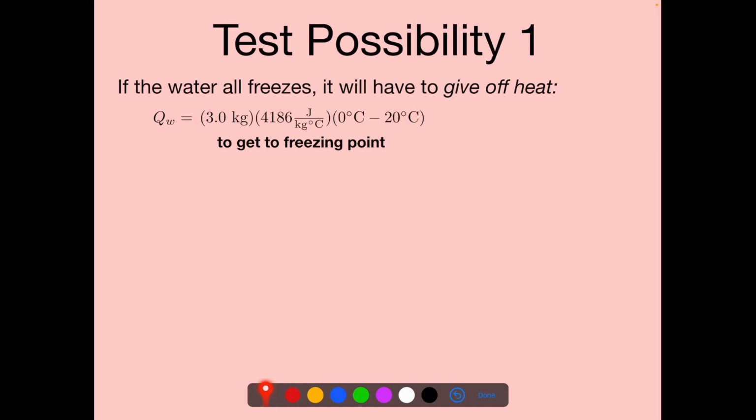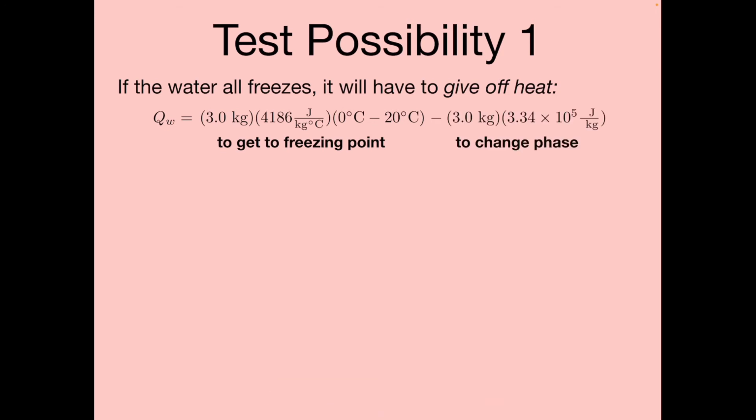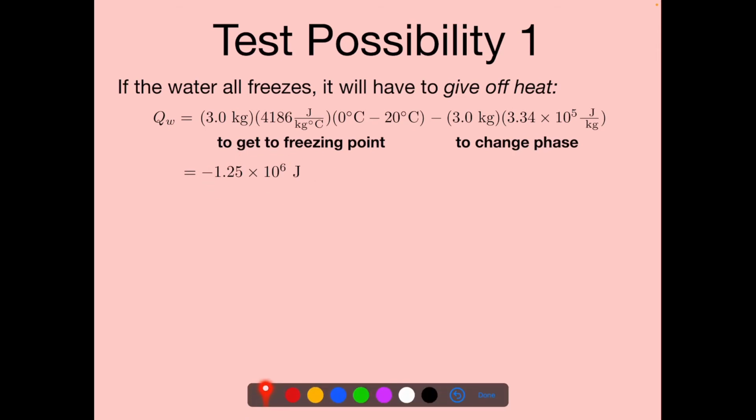This is the heat the water gives off to get to 0 degrees Celsius, to get to the freezing point. But then, in addition to that, it's going to have to give off some latent heat in order to change phase, in order to go from liquid to solid. And that's given by negative, because we're freezing, this is going to have a negative sign. The mass, 3 kilograms times the latent heat of fusion, 3.34 times 10 to the 5 joules per kilogram. So if we crunch those numbers, it works out to minus 1.25 times 10 to the 6 joules. The water is going to have to give off this much heat for all of it to freeze.